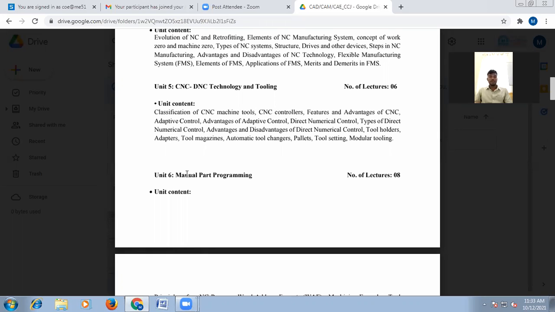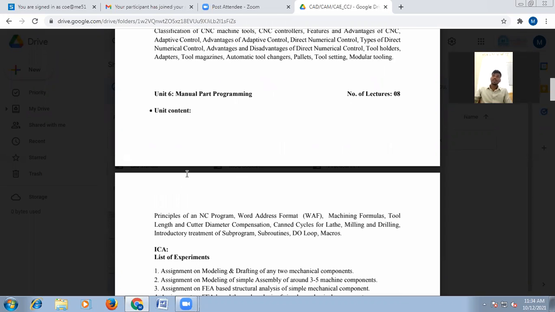Then adapters, tool magazines, how many tools we can hold at one time in the CNC, HMC, VMC, there are different storage capacities for different machines. Then automatic tool changer system is there. Then what are the benefits of that system, pallet system, tool setting system, then modular tooling is there. There are different tooling purpose systems. So the benefits of the different systems are very useful, so that we will see at the time of that chapter.